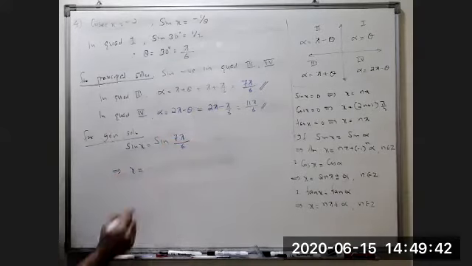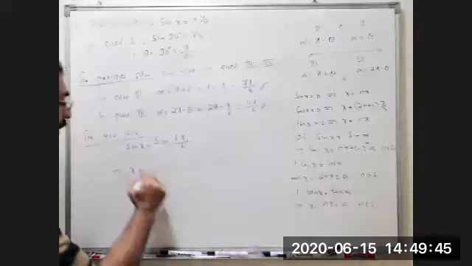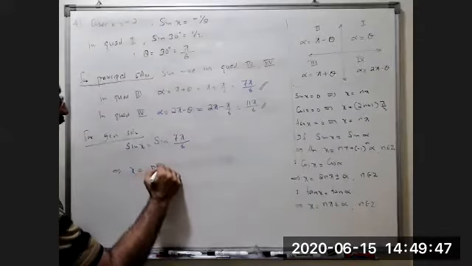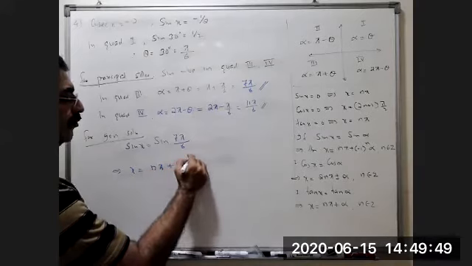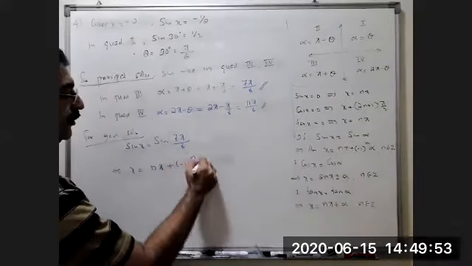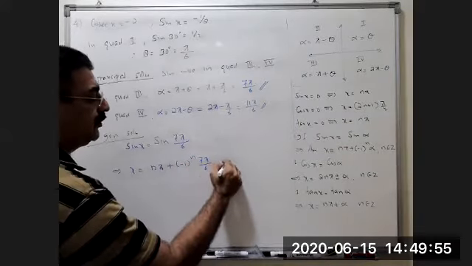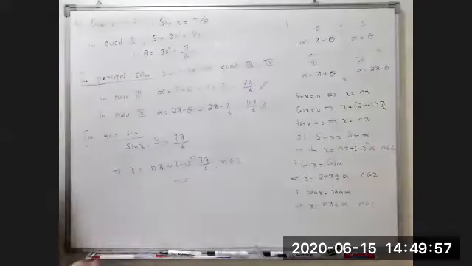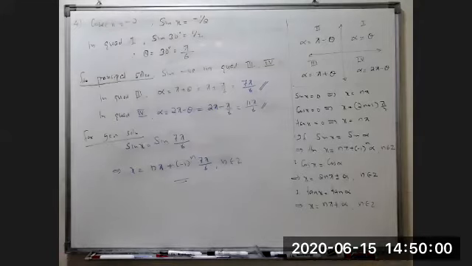gives x is equal to, by the formula, n pi plus minus 1 raised to n alpha. Alpha is 7 pi by 6, n belongs to Z. This is the general solution: n pi plus minus 1 raised to n times 7 pi by 6.